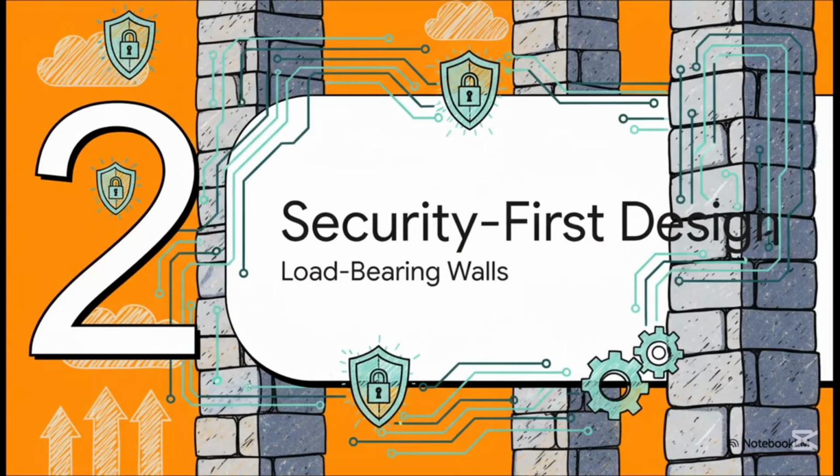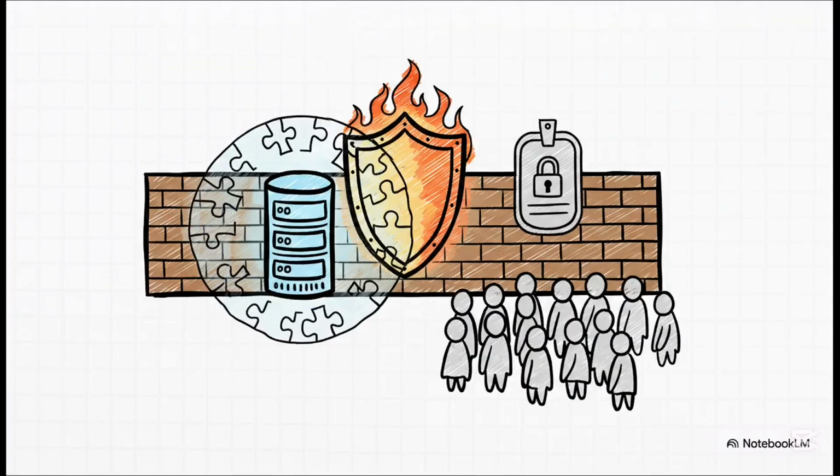Which brings us to Section 2, Security-First Design. These are the load-bearing walls of our fortress. Now this is where DevSecOps becomes our absolute main priority. Security must never, ever be bolted on at the end as some sort of afterthought. It has to be integrated into every single stage of development and operations.